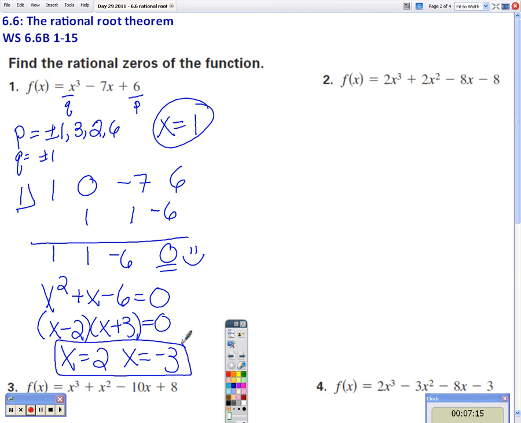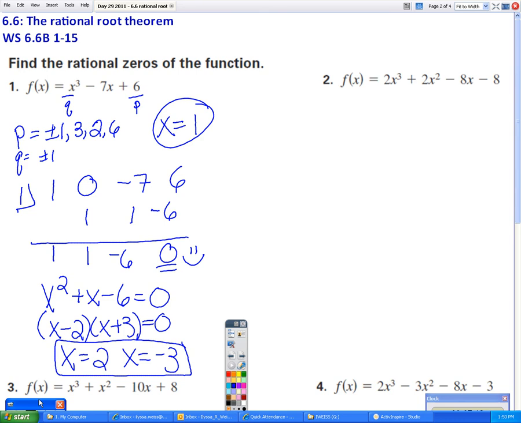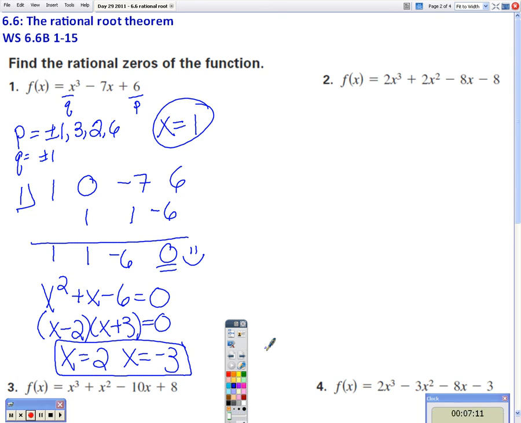Okay, we're going to pause the video here and you're going to try 2, 3, and 4. And then we'll resume and you can check your work against mine. Okay, hopefully you didn't have to go through too much trial and error to figure out your zeros in the first place.